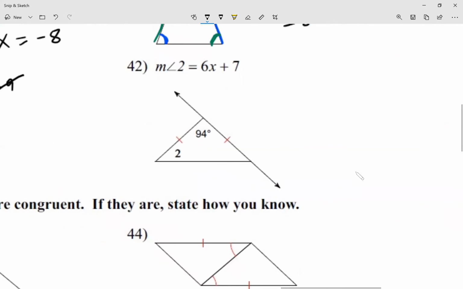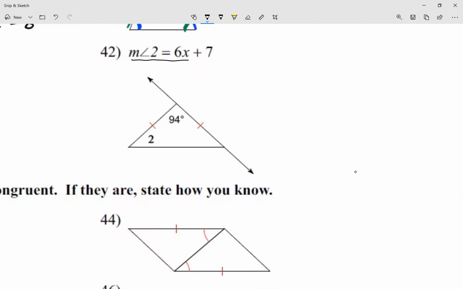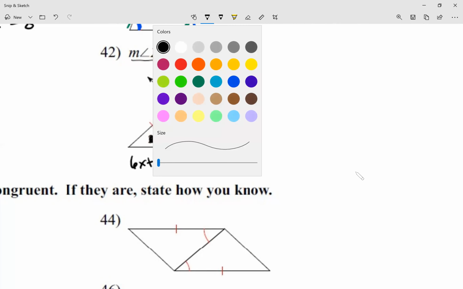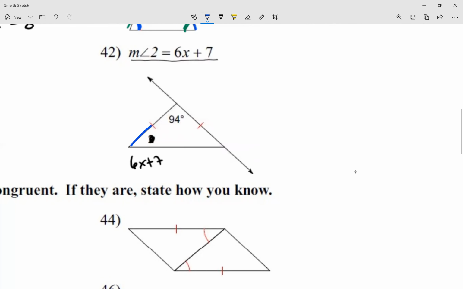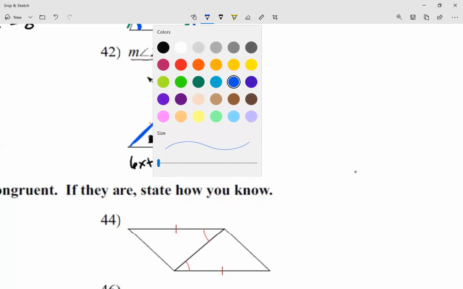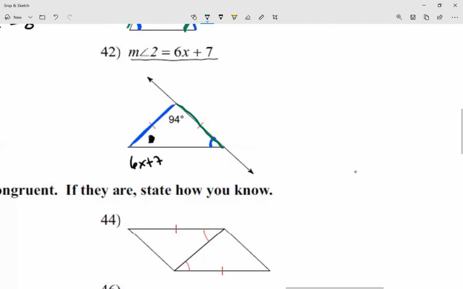Looking at number 42. Measurement of angle 2 is 6x plus 7. So this angle 2, let me replace it with 6x plus 7. I'm going to write it out here. That's that angle. I see two sides are equal, so let me see. This side goes with this angle. This side goes with this angle.